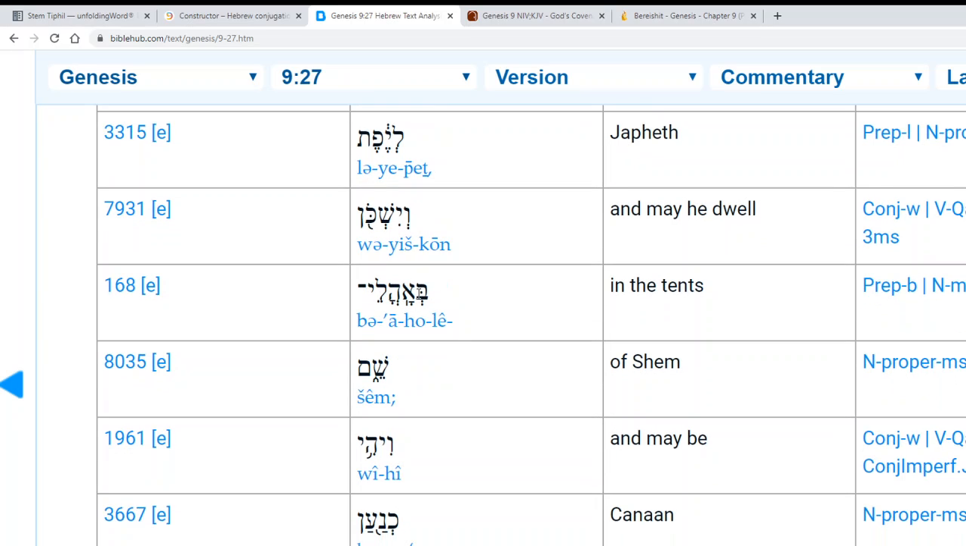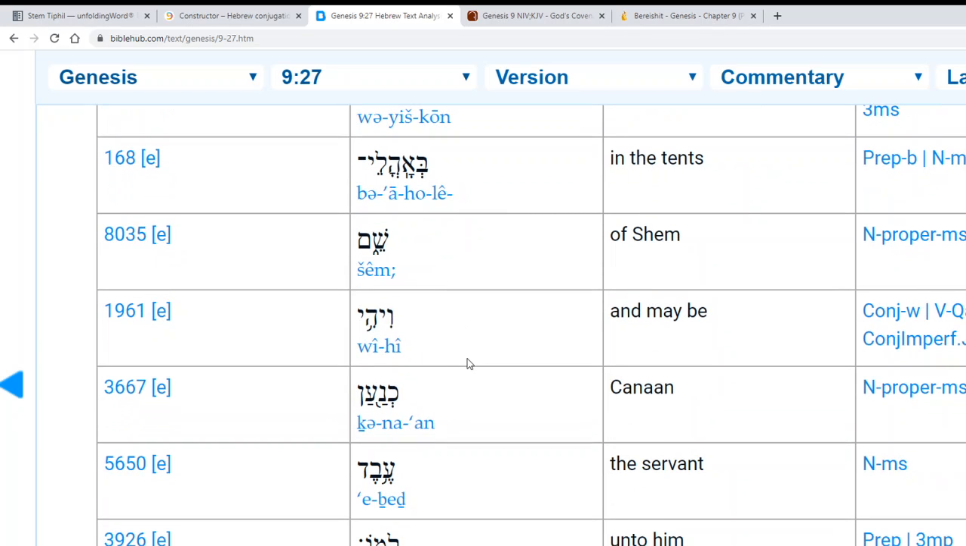Be'ohale Shem. So prepositional bet. Ohel is here in the masculine plural construct. Ohalim would be tents, but this is Ohale Shem, the tents of Shem, right? It's in a construct with Shem. Veyehi Canaan eved lamo, and Canaan is going to be. This is the exact same as the previous we had, same construction, right?